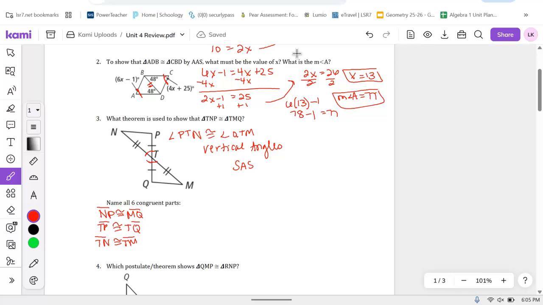As far as angles, I know that angle N is congruent to angle M. I know that angle P is congruent to angle Q. And I know that angle PTN is congruent to angle QTM. And that's what it means by name 6 congruent parts.